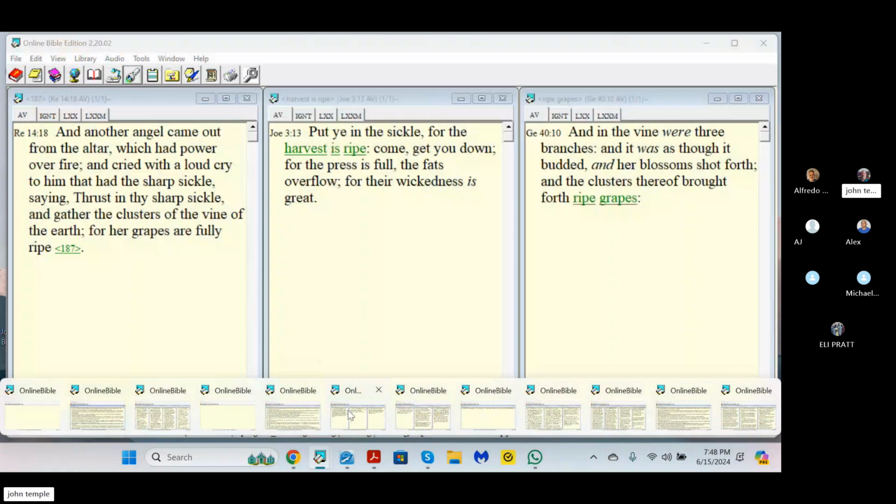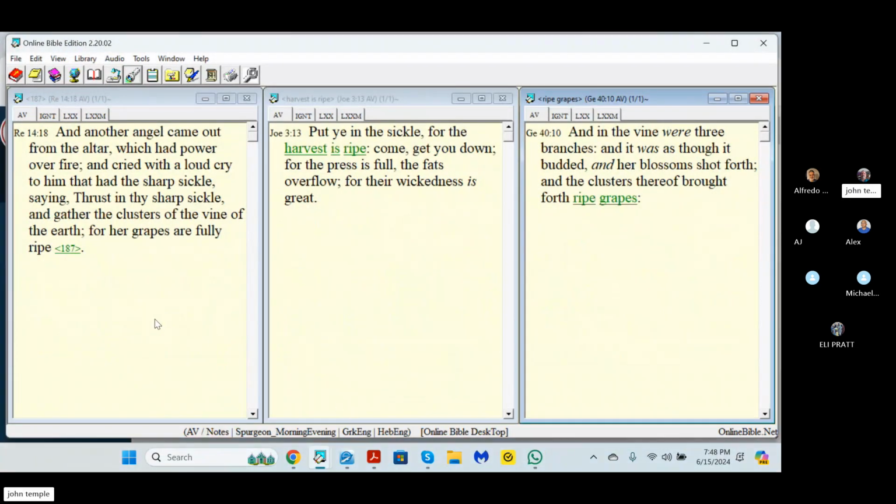That's good. And 14:18, here we go. Revelation 14:18. And another angel came out from the altar, which had power over fire, and cried with a loud cry to him that had the sharp sickle, saying, thrust in thy sharp sickle, and gather the clusters of the vine of the earth. That's us. For her grapes are fully ripe.